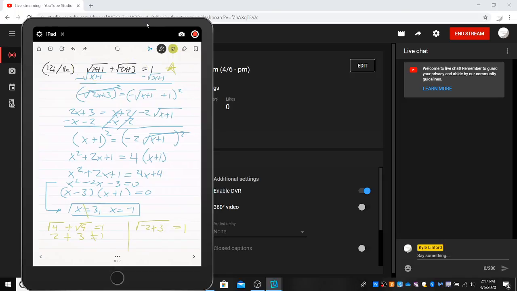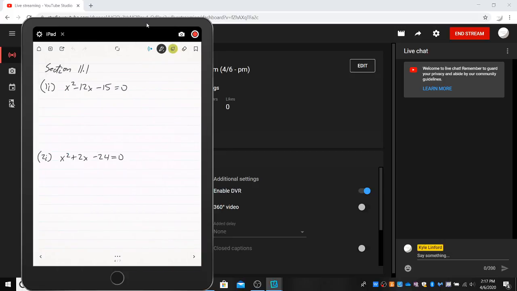Now let's test -1. The square root of -2 plus 3 is the square root of 1. And does that equal 1? Yes, it does. So x equaling -1 turns out to be the true solution for the radical. It does work, okay?